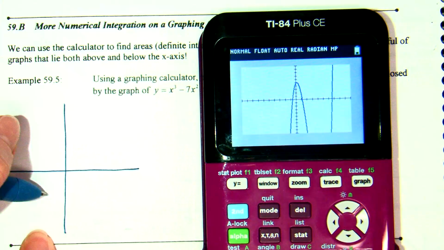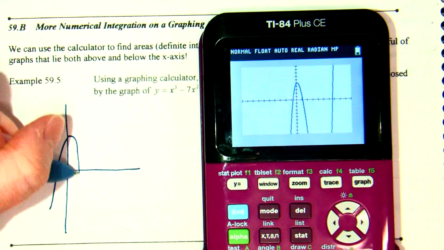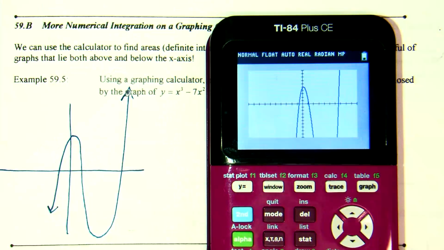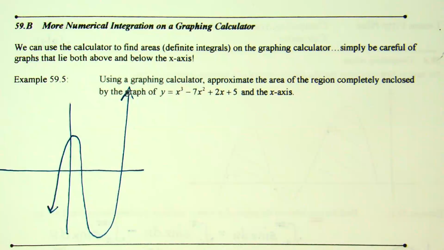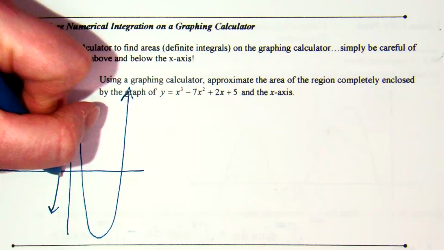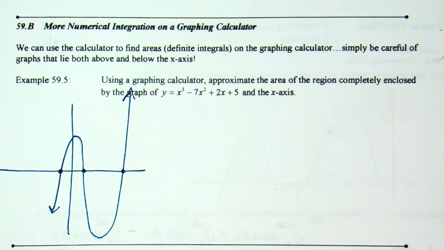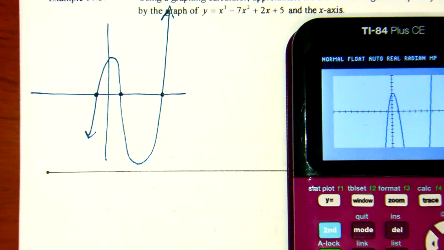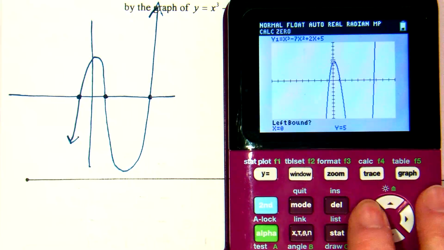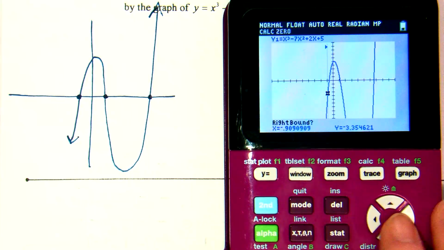Now, what do we need to know? The intercepts. How do we find said intercepts? Yeah, you have to find your zeros. Second calc or trace, 0. Left bound, right bound, guess. Notice, are they nice, neat whole numbers? Nope. I'm going to go 4 decimal places. Negative 0.6868 on the first one.